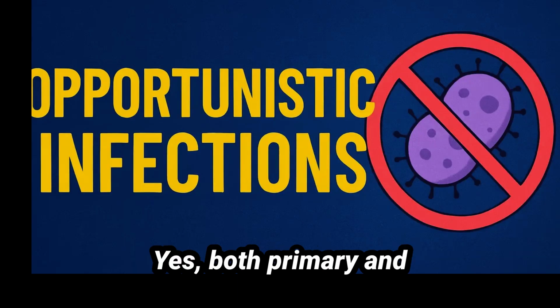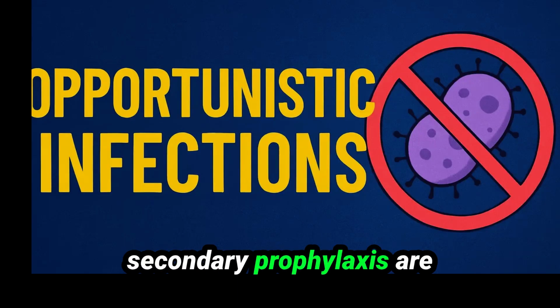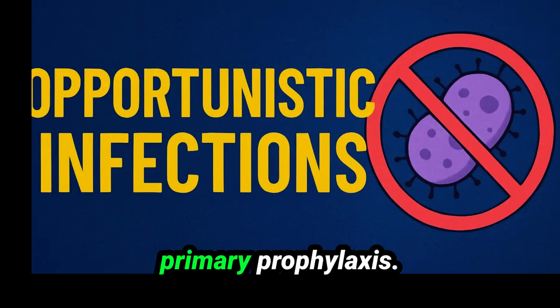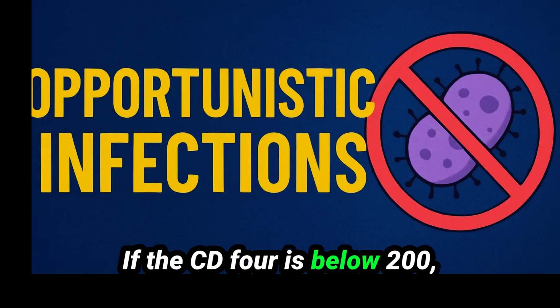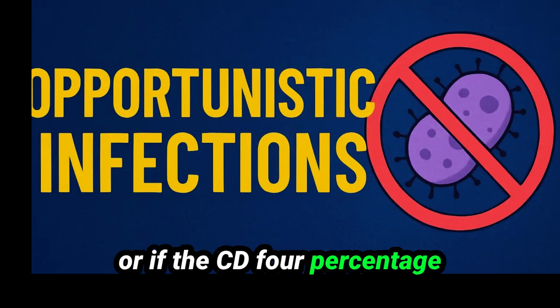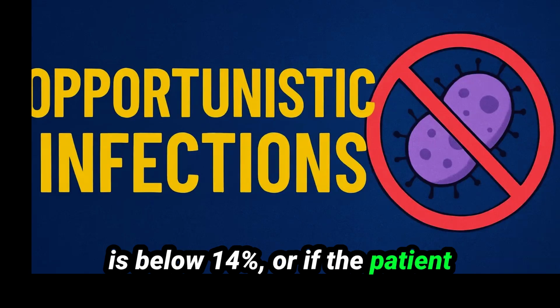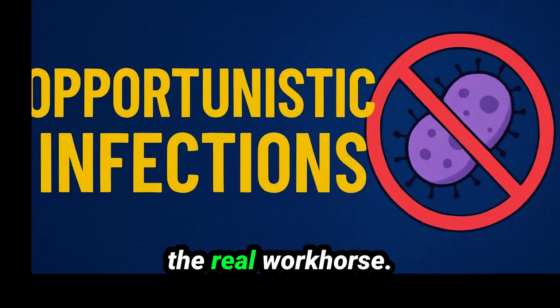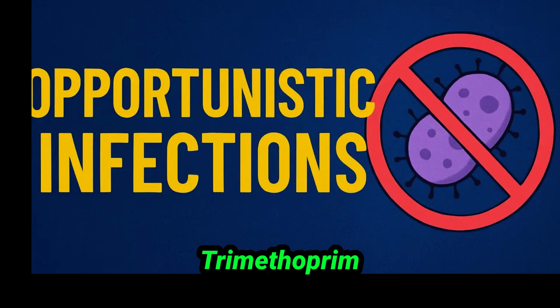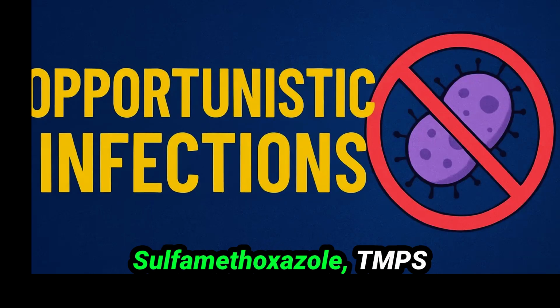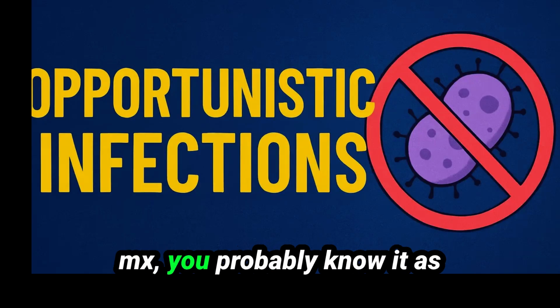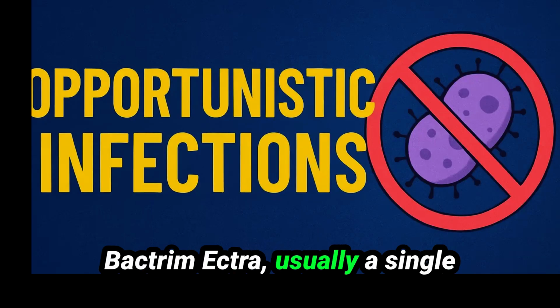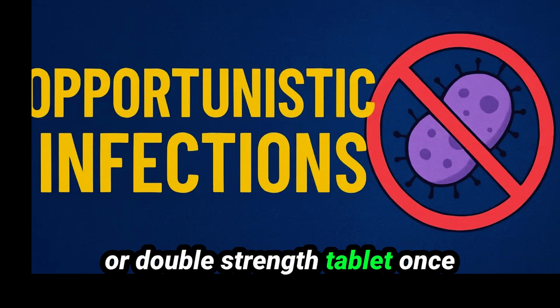Prophylaxis for PJP. Yes, both primary and secondary prophylaxis are strongly recommended here. You start primary prophylaxis if the CD4 is below 200, or if the CD4 percentage is below 14%, or if the patient has oral thrush or a history of any AIDS-defining illness. The preferred drug, the real workhorse, is trimethoprim-sulfamethoxazole, TMP-SMX. You probably know it as Bactrim or Septra, usually a single or double-strength tablet once a day.